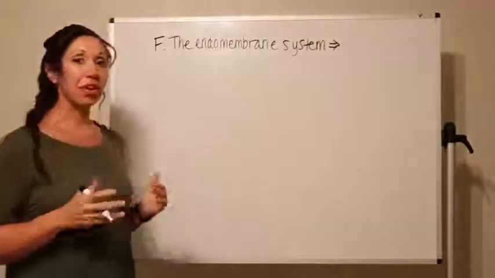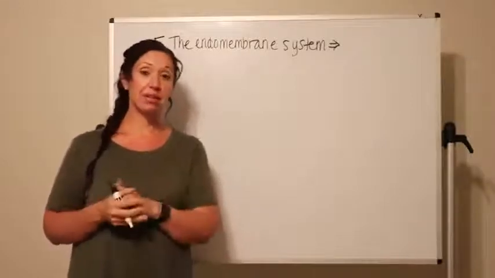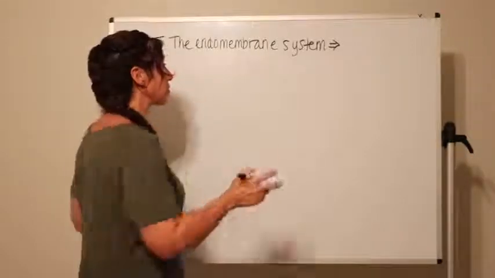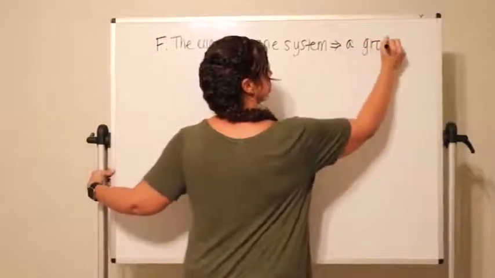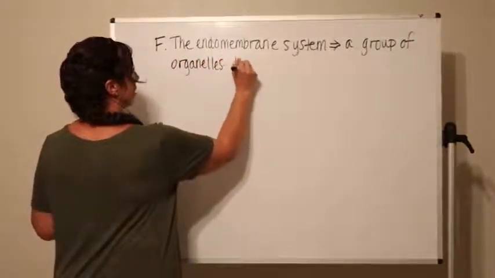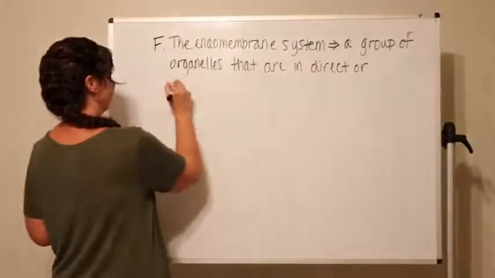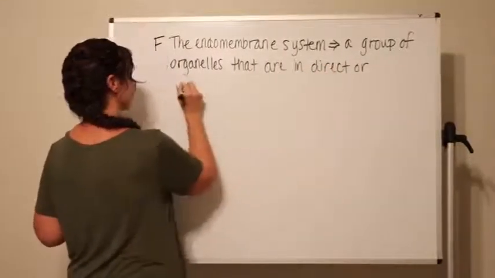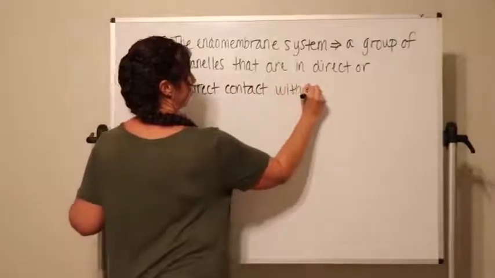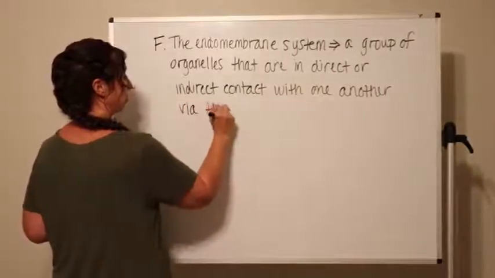And so these are a group of organelles that are bound by a phospholipid bilayer, like all organelles inside the cell, but they are in direct or indirect contact through their phospholipid bilayer. So a group of organelles that are in direct or indirect contact with one another via, through their phospholipid bilayer.